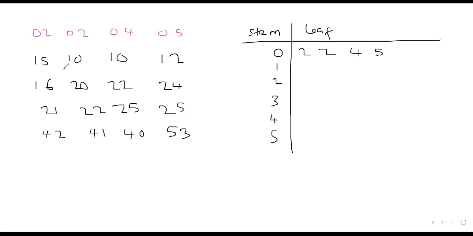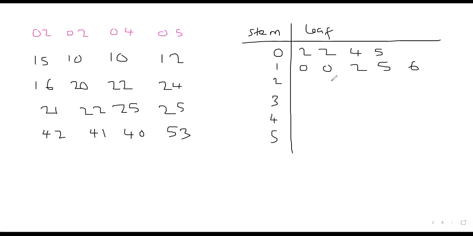For the tens, the smallest number is 10, so 1, 0. Then we have 1, 0 again, so we have 2 tens. Then we have 1, 2, so this is 12. Then what else is there? 1, 5. And 1, 6, correct.